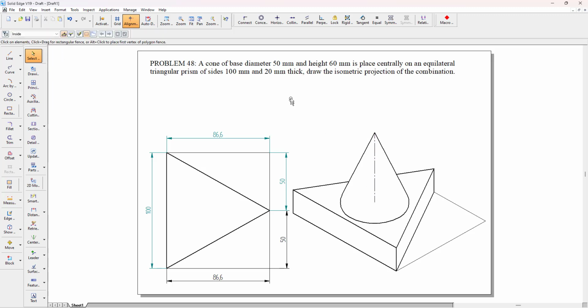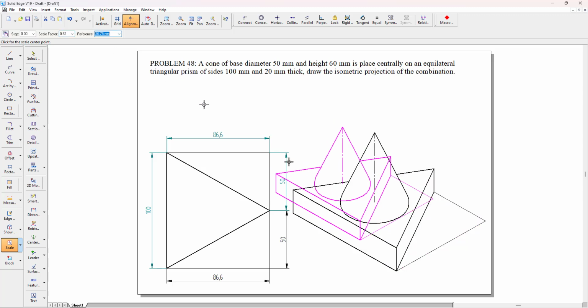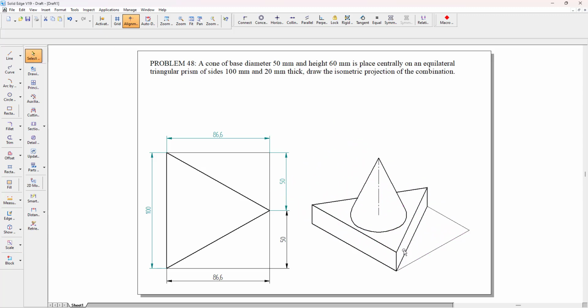The only thing left out is I have to convert this into ISO scale. So select all of this, go to move. In move tool we have a scale tool, turn off the copy command. So in scale factor 0.816, press enter. I can just keep it here.